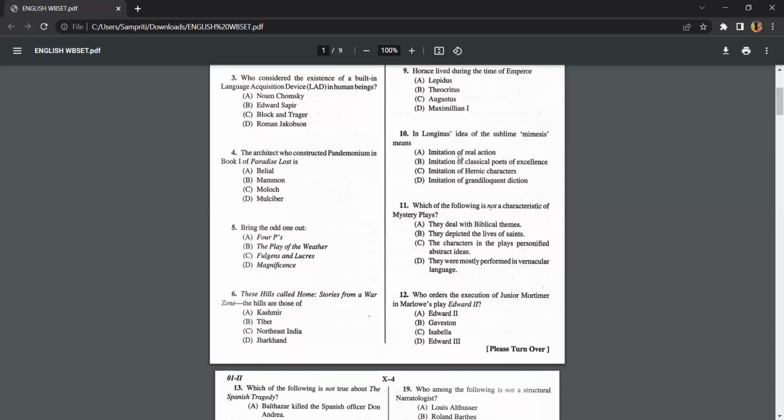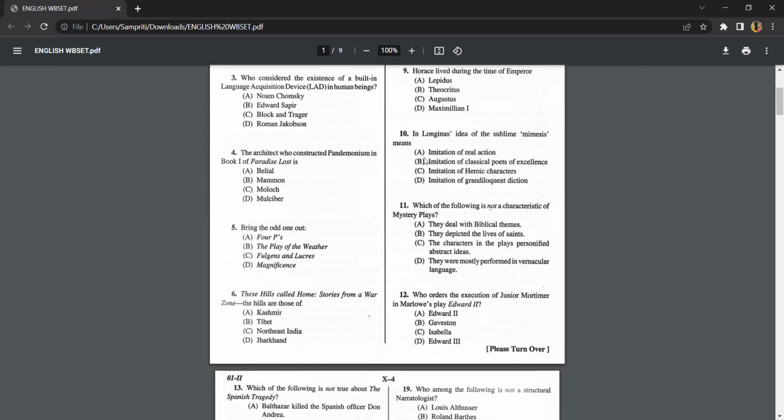For Longinus, you might choose option B, imitation of grandiloquent diction, but it is not true. Longinus is very much related to grandeur of thoughts and diction and stuff like that, but this is not the answer. The answer will be imitation of classical poets of excellence. Option B is the correct answer, imitation of classical poets of excellence.